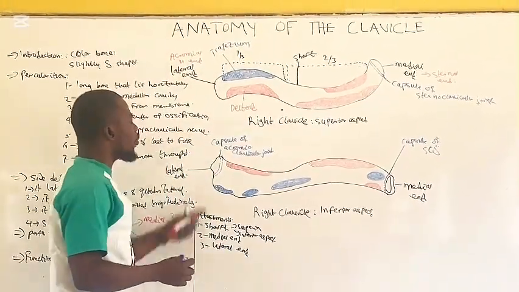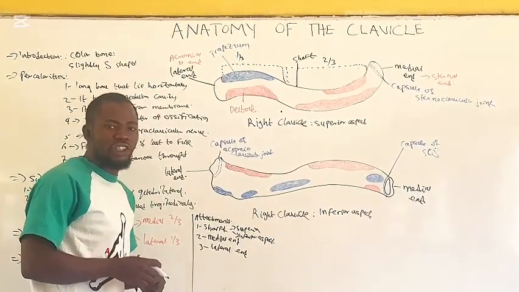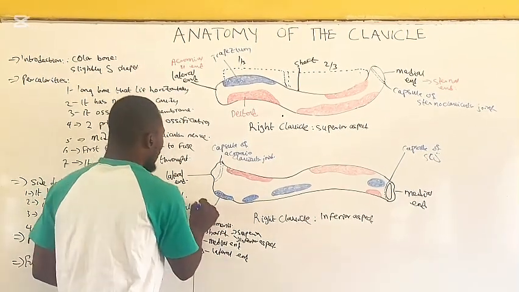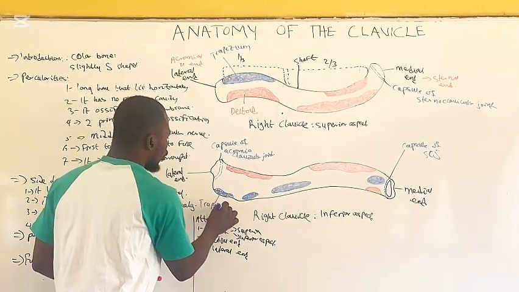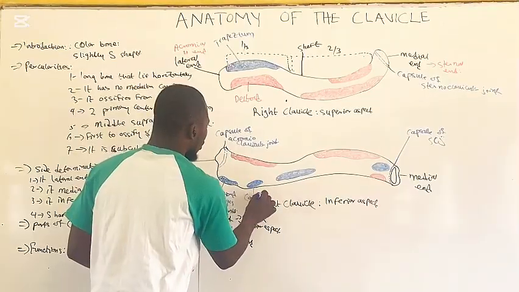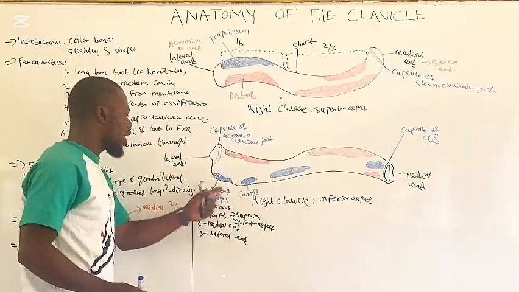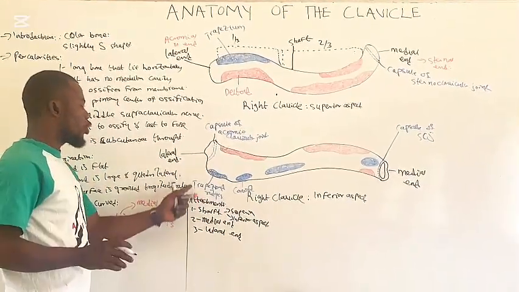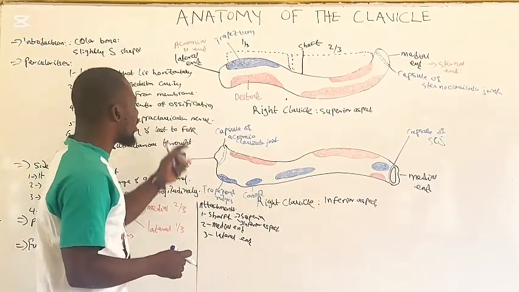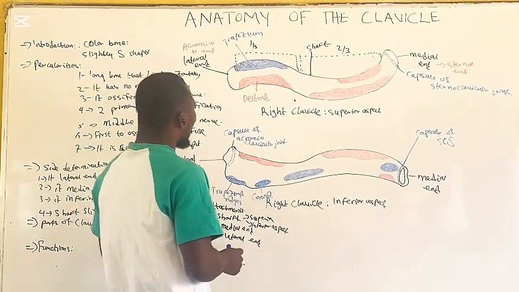And the inferior surface of the lateral 1/3 gives insertion to the conoid and the trapezoid ridges of the coracoclavicular ligament. So this is the trapezoid ridge, and the conoid part of the coracoclavicular ligament. The coracoclavicular ligament has two parts, the trapezoid ridge and the conoid part, which together are attached to the inferior surface of the lateral 1/3 of the shaft of the clavicle. That is the attachment on the lateral 1/3.